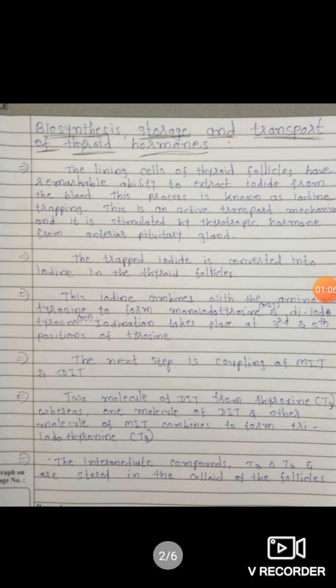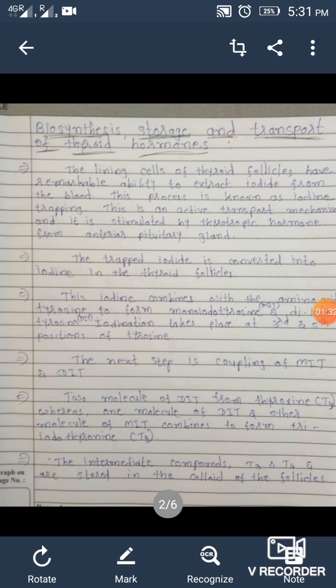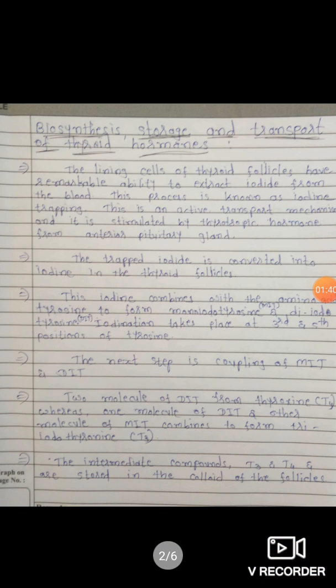Now let's talk about biosynthesis, storage and transport of thyroid hormones. These follicles have a great ability to take iodine from the blood, and this process is called iodine trapping. It means that follicles will take up the iodine. This is an active transport mechanism, which means it requires ATP. It is stimulated by thyrotropic hormone from the anterior pituitary gland, that is TSH. It will stimulate this process. Then this trapped iodide is converted into iodine in the thyroid follicles. Iodide will convert into iodine.